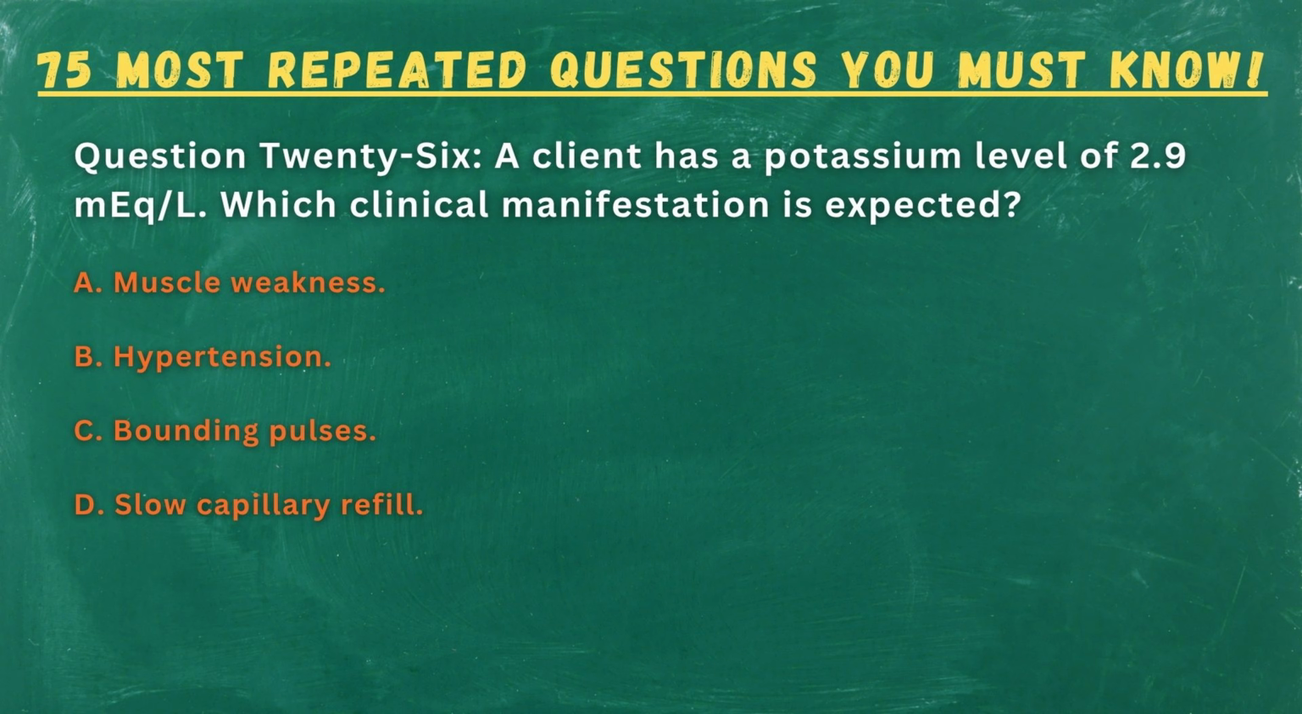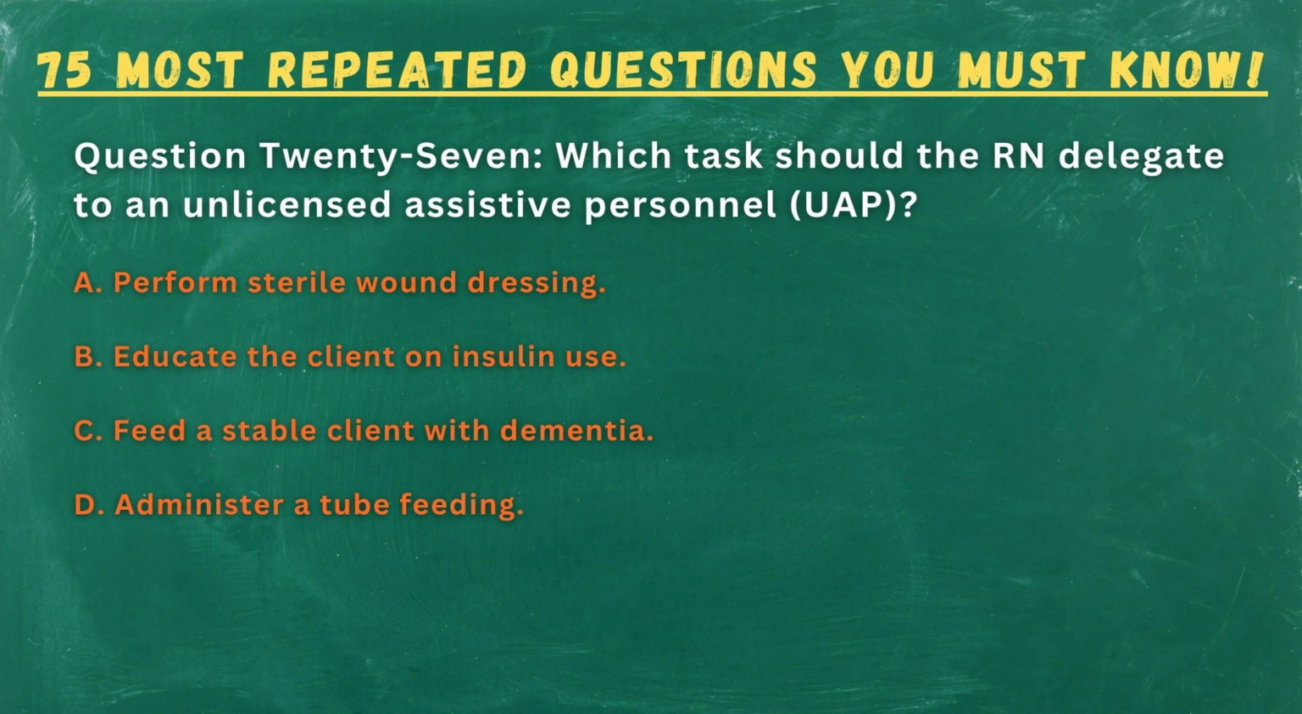Question 26. A client has a potassium level of 2.9 milliequivalents/L. Which clinical manifestation is expected? A. Muscle weakness. B. Hypertension. C. Bounding pulses. D. Slow capillary refill. Answer: A. Muscle weakness.